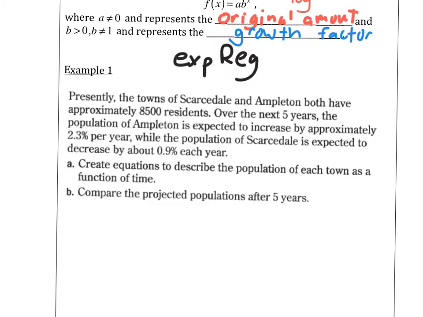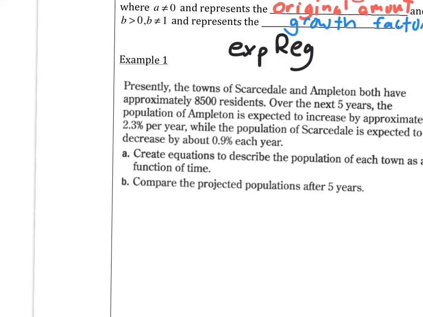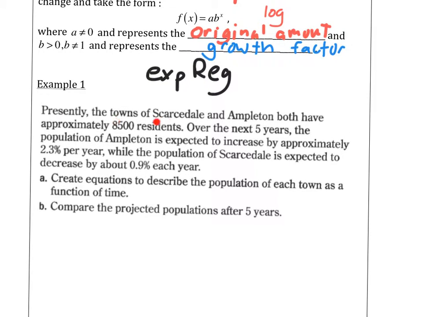So our first thing we're going to do is just walk through how to make the model. So we're not going to use technology. We're just going to substitute stuff in. So let's look at this. Presently, the towns of Scarsdale and Ambledon both have approximately 8,500 residents, which is twice as much as we have here, almost. So over the next 5 years, the population of Ambledon is expected to increase by approximately 2.3% per year, while the population of Scarsdale is expected to decrease by about 0.9% each year. So first off, let's notice that this one's increasing, and second, this one is decreasing.